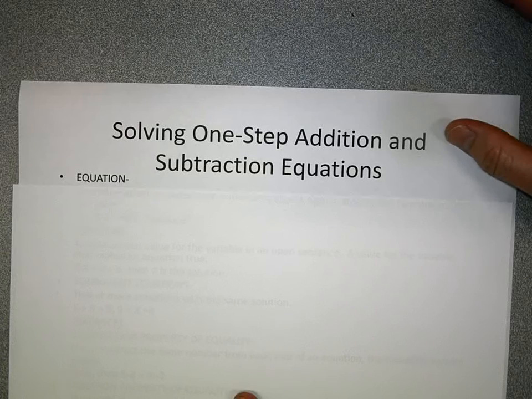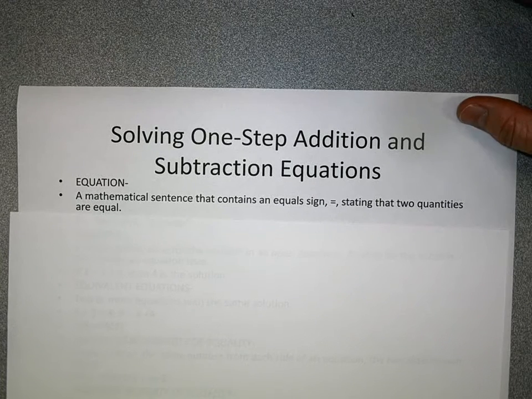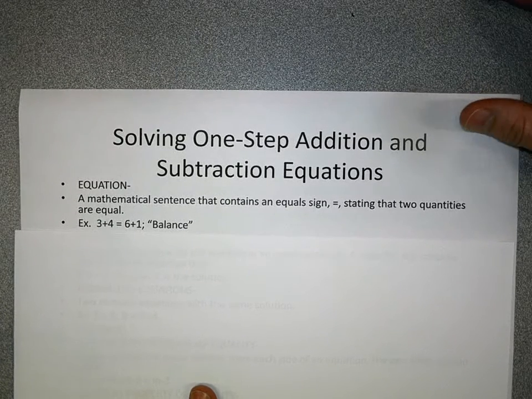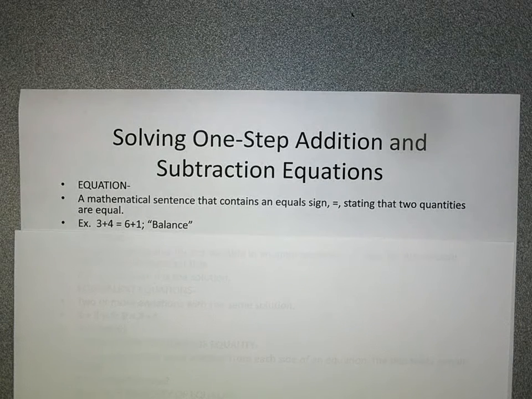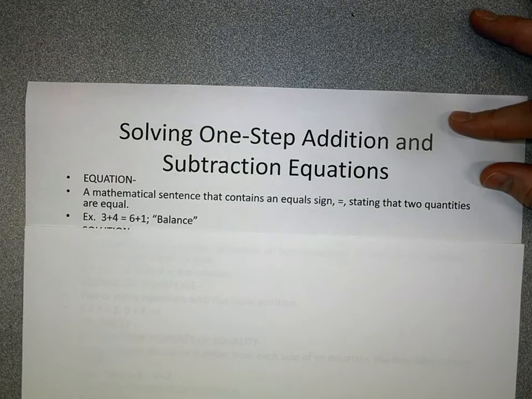Okay, so here's what the book says. An equation is a mathematical sentence that contains an equal sign stating that two quantities are equal. Here's an example. You could write in your box 3 plus 4 is equal to 6 plus 1. What that's really saying is that it's like a balance on both sides of the equal sign. They stay balanced. They are equivalent to each other, or equal. They simplify to the same number.